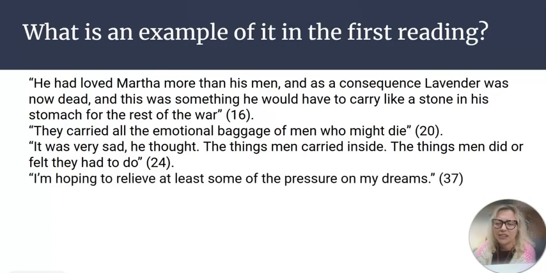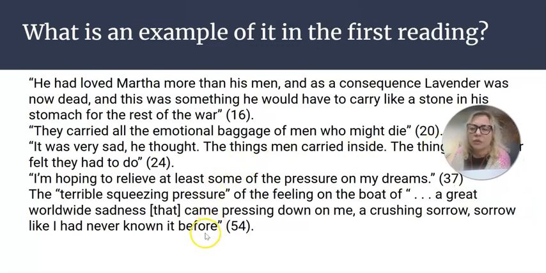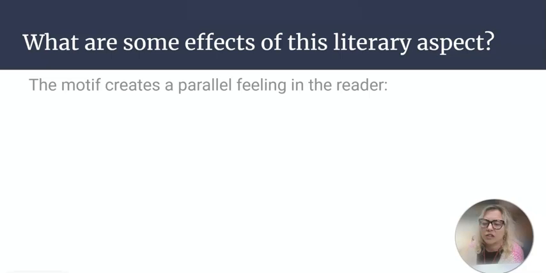I'm hoping to relieve at least some of the pressure on my dreams. Tim O'Brien, the narrator, says this on page 37. This is "On the Rainy River," in that chapter, and he's talking about telling the story as a way of relieving pressure. The terrible squeezing pressure of the feeling on the boat of a great worldwide sadness that came pressing down on me, a crushing sorrow like I had never known it before, at the end of the chapter "On the Rainy River." All right, well, what are some effects of this literary aspect?